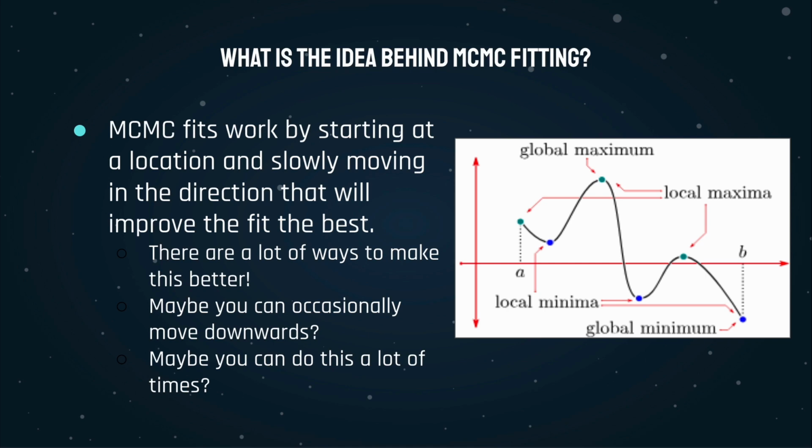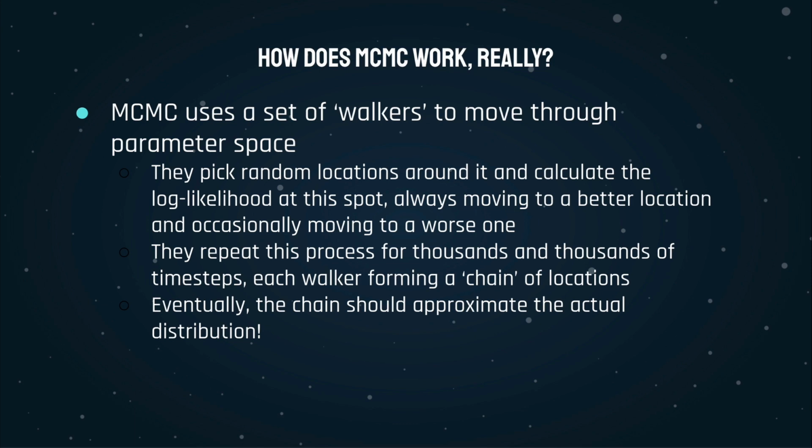The Markov chain part of the name means that you will randomly pick a direction to go in, and you'll occasionally take a step downwards. Whereas the Monte Carlo part of the name means you'll do this process a whole bunch of times, seeing where all of those paths go in the aggregate, rather than just doing it once. So now let's drop the analogy and go into more detail as to how it works. Let's start without getting into too much math, because math isn't too necessary to use MCMC fits, and because math is really complex. So MCMC fits use what are called walkers.